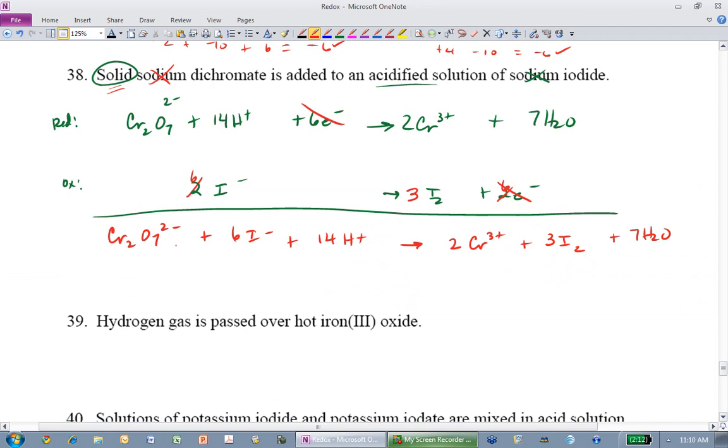All right, total charge on the left, -2, -6, plus 14 is a +6. Correct? Yes, it is. And then a +6 on the right. Check, check. We're out of there.